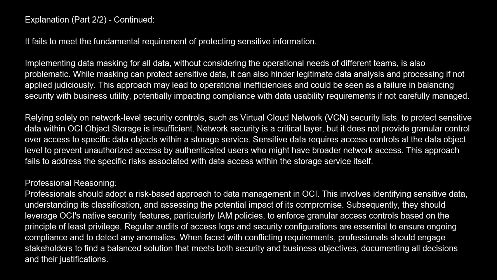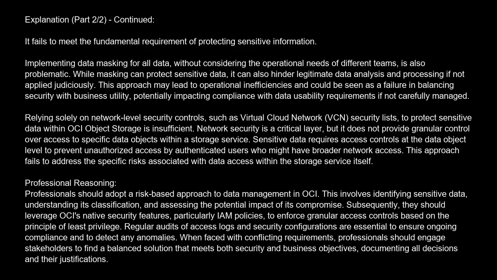Relying solely on network-level security controls, such as Virtual Cloud Network (VCN) security lists, to protect sensitive data within OCI object storage is insufficient. Network security is a critical layer, but it does not provide granular control over access to specific data objects within a storage service. Sensitive data requires access controls at the data object level to prevent unauthorized access by authenticated users who might have broader network access. This approach fails to address the specific risks associated with data access within the storage service itself.